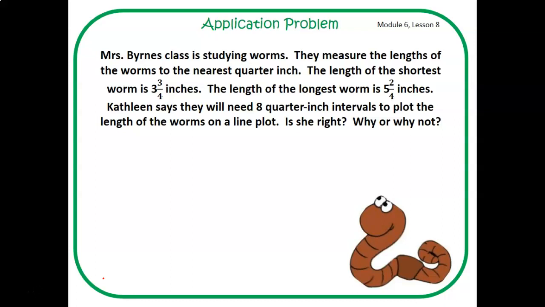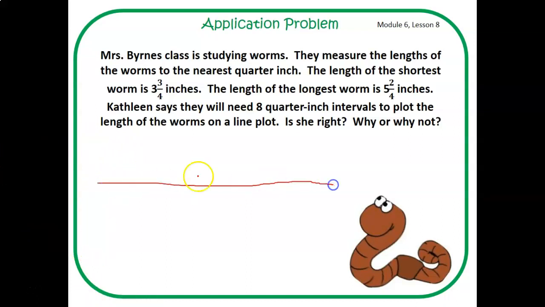The length of the shortest worm is 3 3/4 inches. The length of the longest worm is 5 2/4 inches. That was a long worm. Kathleen says they will need 8 quarter-inch intervals to plot the length of the worms on a line plot. Is she right? Why or why not? Well, we've just got to try it and see, don't we?